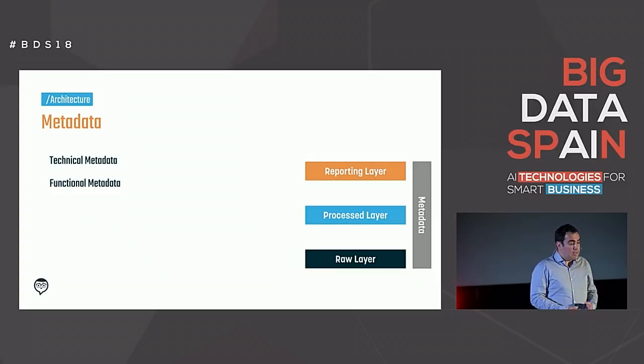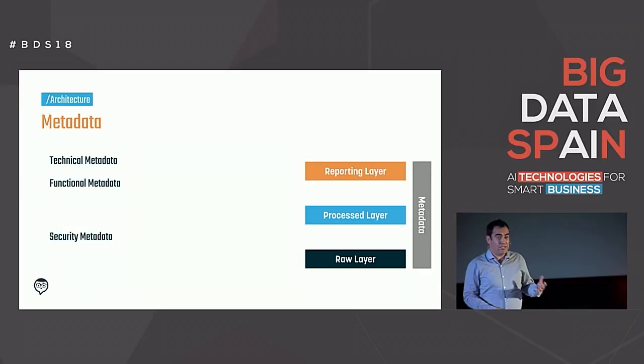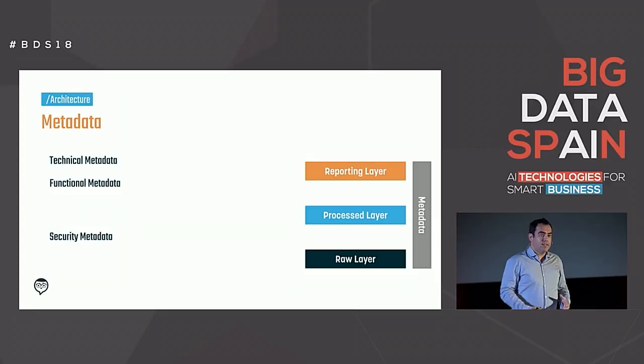There are more kinds of metadata, and you can add as many as you want, but probably the most common two besides technical and functional are security metadata, which is very useful about, OK, who can access which attributes or which kind of data or which domain of data. For instance, if you have a multi-entity data lake, which entities can access everyone.